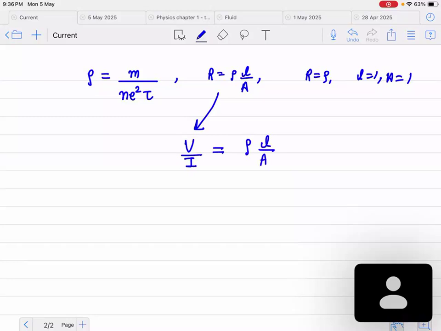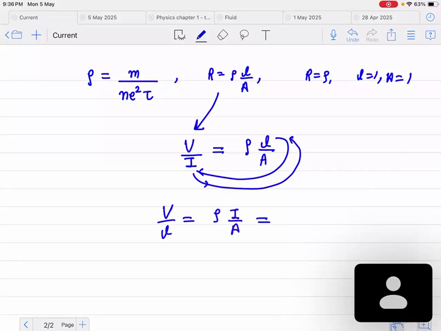Yes or no? Yes, sir. We can interchange L and l. So V upon L will be rho I upon A. And rho value is this, m upon n e squared tau, I upon A. What is V upon L? V upon L is the electric field, E. So E is this.